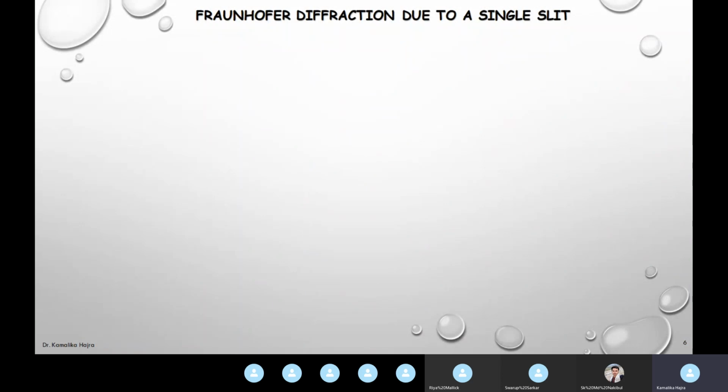Now we will begin our discussion of Fraunhofer diffraction with diffraction due to a single slit, and then we will slowly move to the more complicated cases of double slit and finally multiple slit.